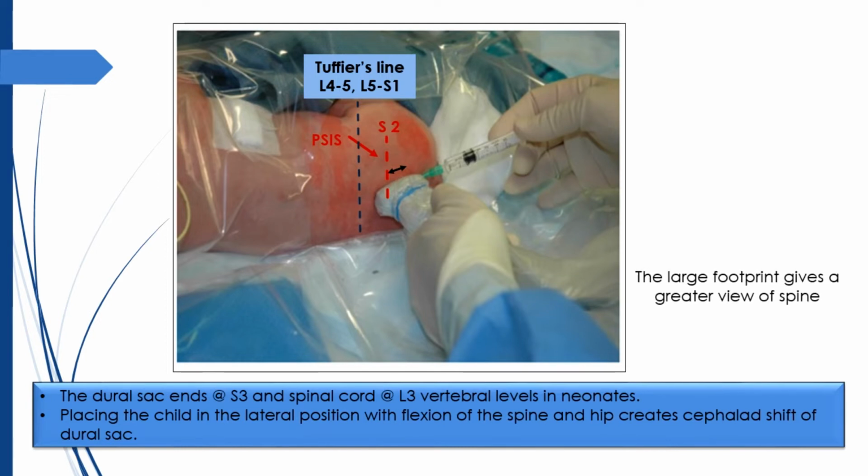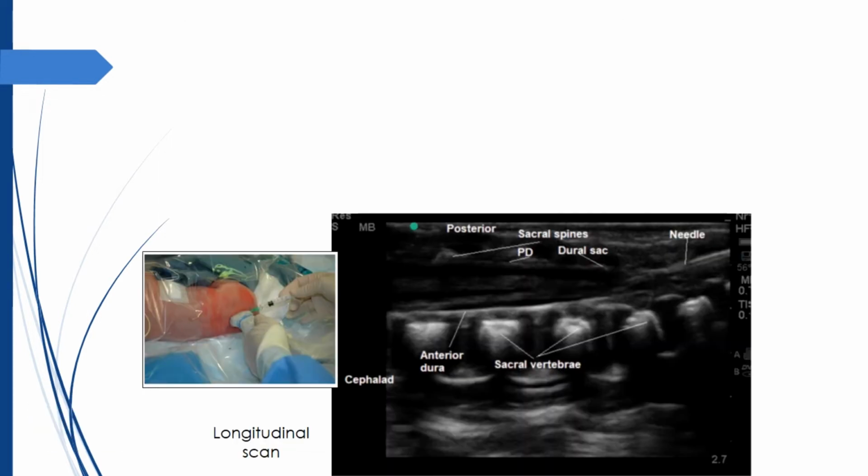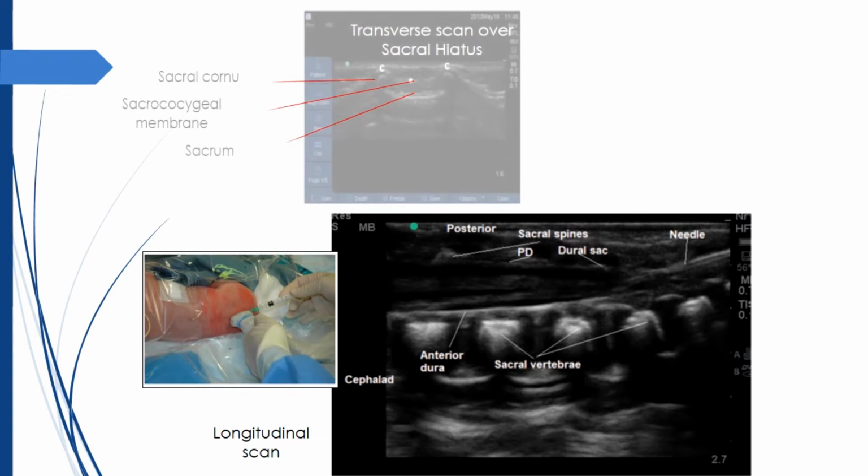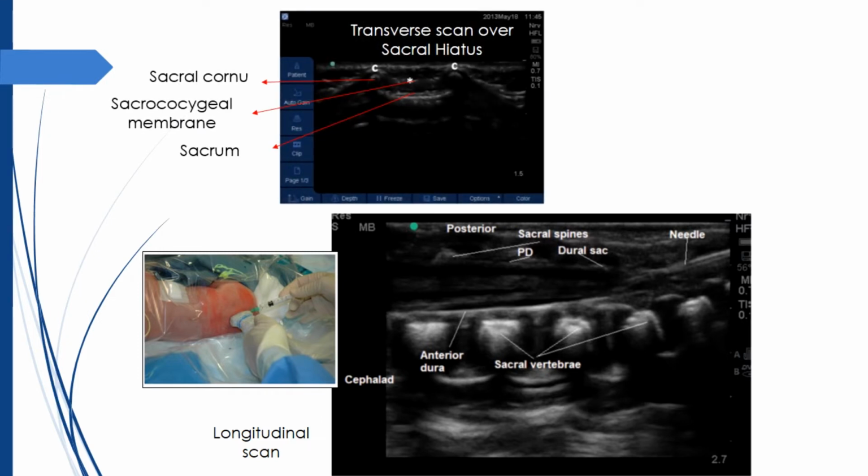And I prefer to use an ultrasound probe of a larger footprint so that it gives a greater view of the spine. Now this is how a longitudinal scan looks. The needle tip is abutting on the dura. And on a transverse scan, we can see the bony projections, that is the sacral cornua, and the sacrococcygeal membrane, as well as the posterior surface of the sacrum.